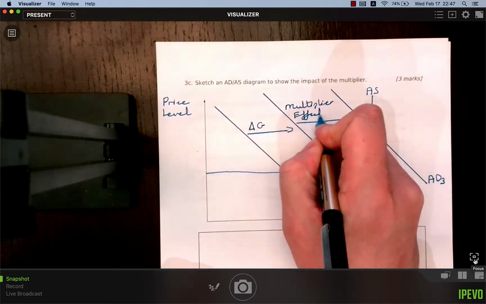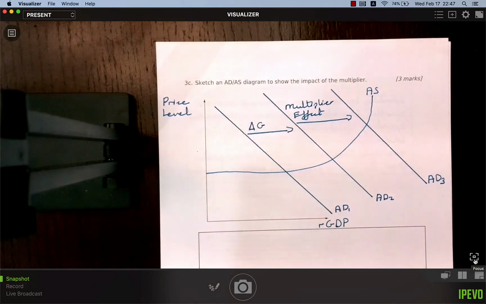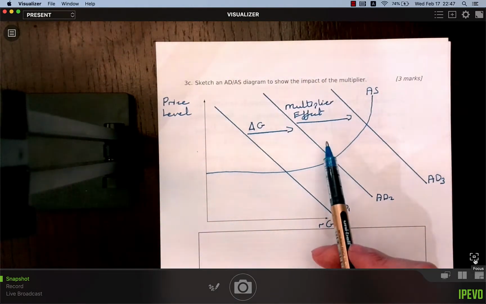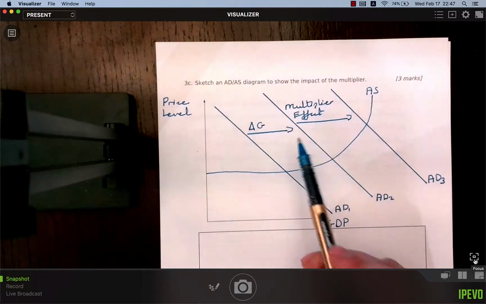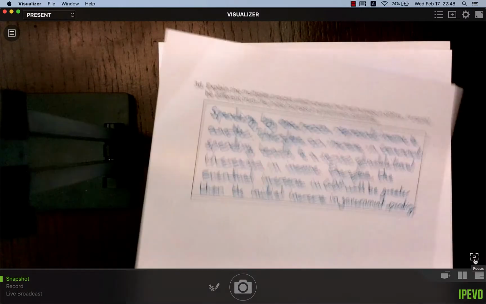Okay, now just to be honest, you didn't need to label these things like that, but that's the idea. You needed to show that there were two shifts in the aggregate demand curve. One occurring from the initial injection of government spending, and the second was the multiplier effect acting on this initial injection. Okay, so we know what that is.